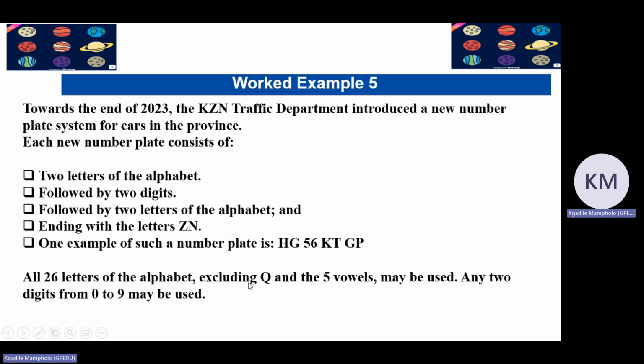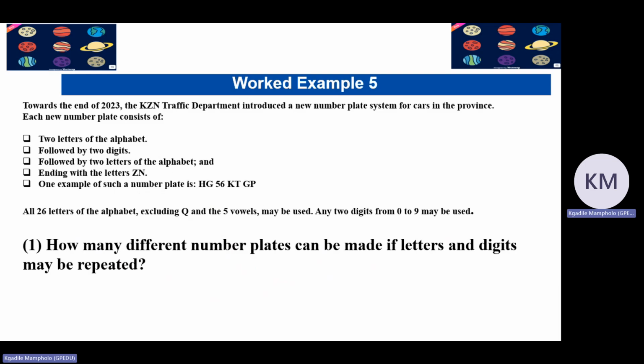It will be ZN. All 26 letters of alphabet excluding Q and 5 vowels may be used. Any two digits from 0 to 9 may be used. How many different plates can be made if letters and digits may be repeated?